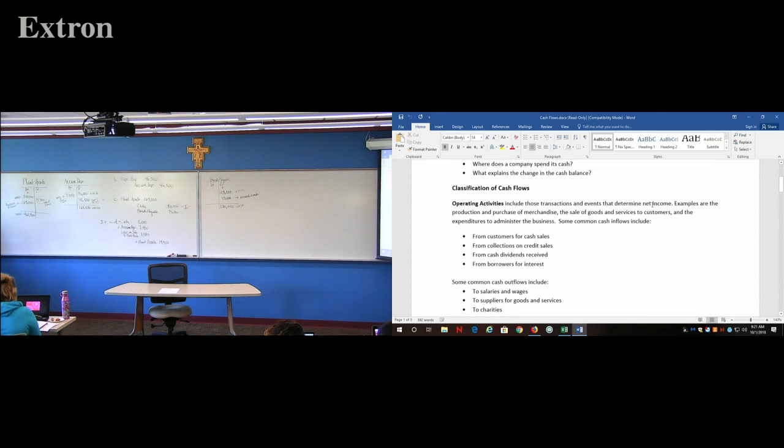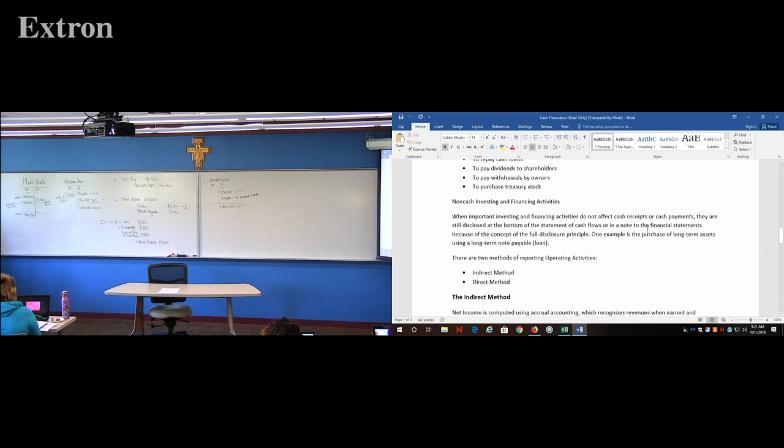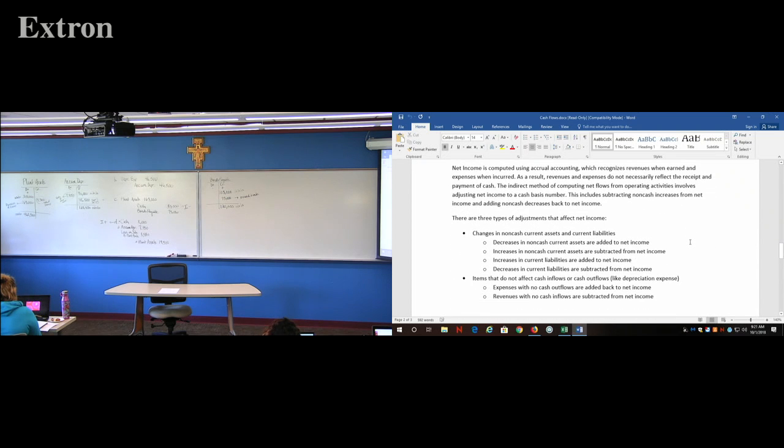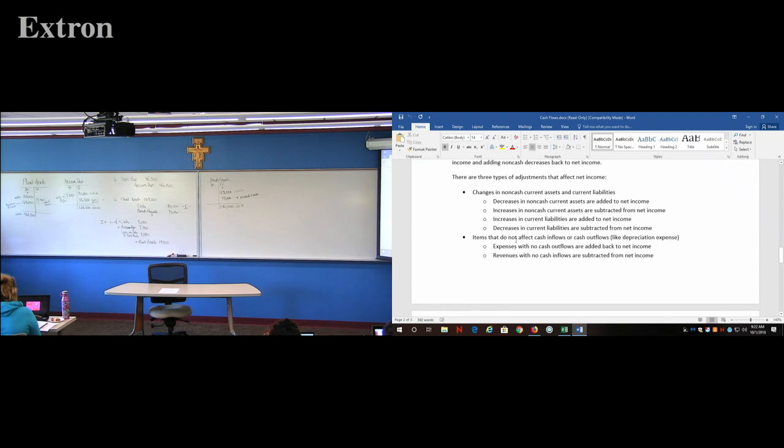And if we go back down to our operating activity section, under the indirect method, we had some adjustments that affected net income. And on Friday, we dealt with the current assets and the current liability accounts, and we either added or subtracted those changes to net income. But then we had two other categories, which we're going to actually see examples of now. The second, items that do not affect cash inflows or cash outflows, like depreciation expense.